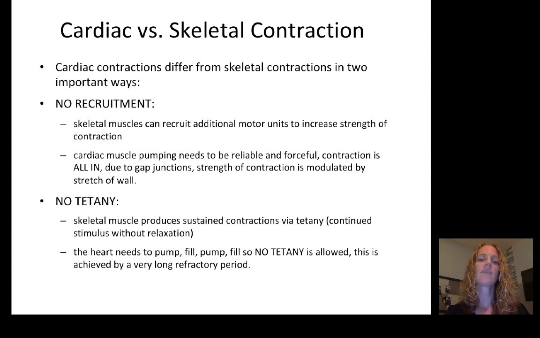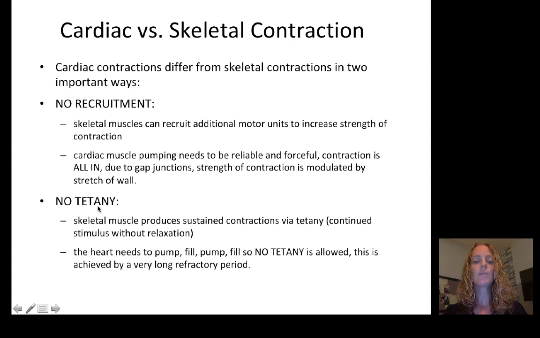When we talk about cardiac physiology, we'll talk about the importance of specializations in cardiac muscle. We'll touch on them briefly here. Cardiac and skeletal contractions are very different. There is no recruitment in cardiac muscle. This is very different from skeletal muscle, where skeletal muscle can recruit additional motor units to increase the strength of contraction. Cardiac muscle needs to act in a coordinated fashion, and it needs to be reliable and forceful. So contraction is all in due to these gap junctions, and the strength of contraction is modulated instead of adding motor units activity. It's modulated by the stretch of the heart wall. We'll talk about that when we talk about the physiology.